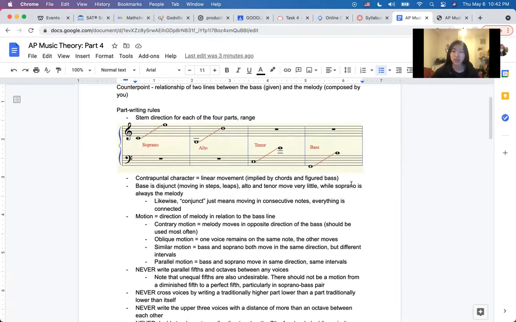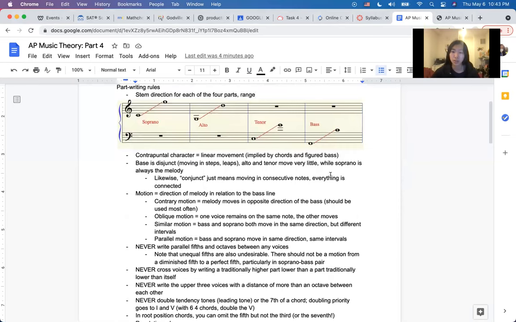Contrapuntal character is the linear movement implied by chords in figured bass. It's basically just how each line, for instance the soprano or the alto, moves. The bass is usually disjunct, meaning it moves in steps and leaps. It doesn't hit every single note, it skips one, while the alto and the tenor move very little in contrast, and the soprano is always the melody. Just a note here, but the opposite of disjunct would be conjunct, meaning it moves in consecutive notes. It hits every half or whole step.